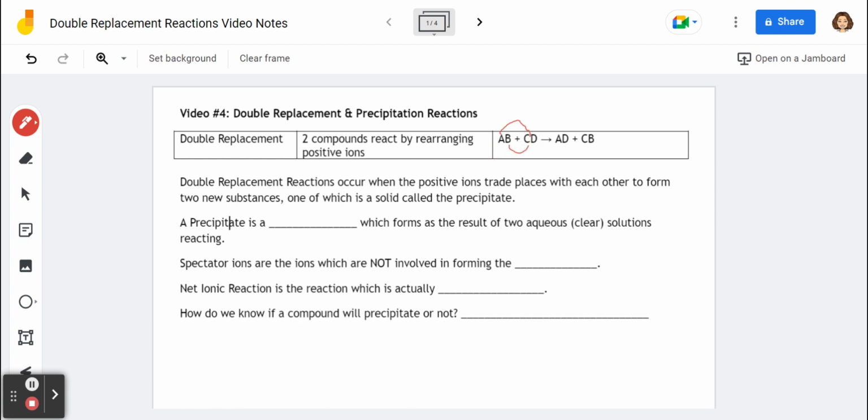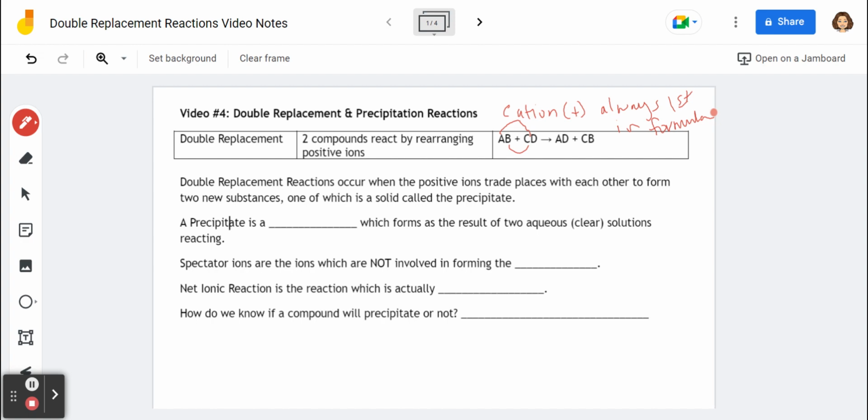When you write your double replacement reaction, the positive ion or the cation is always first. The cation, which is positive, is always first in the formula for the compound.